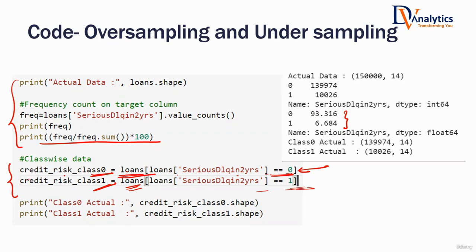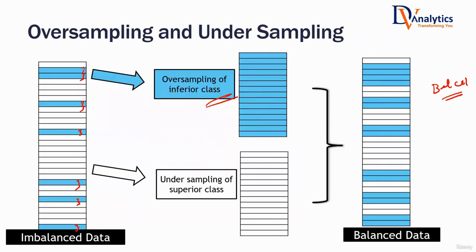Sir, I have a question. While going for oversampling, we are taking 4 times. Is it standard, or depending on the scenario? Depending on the scenario.